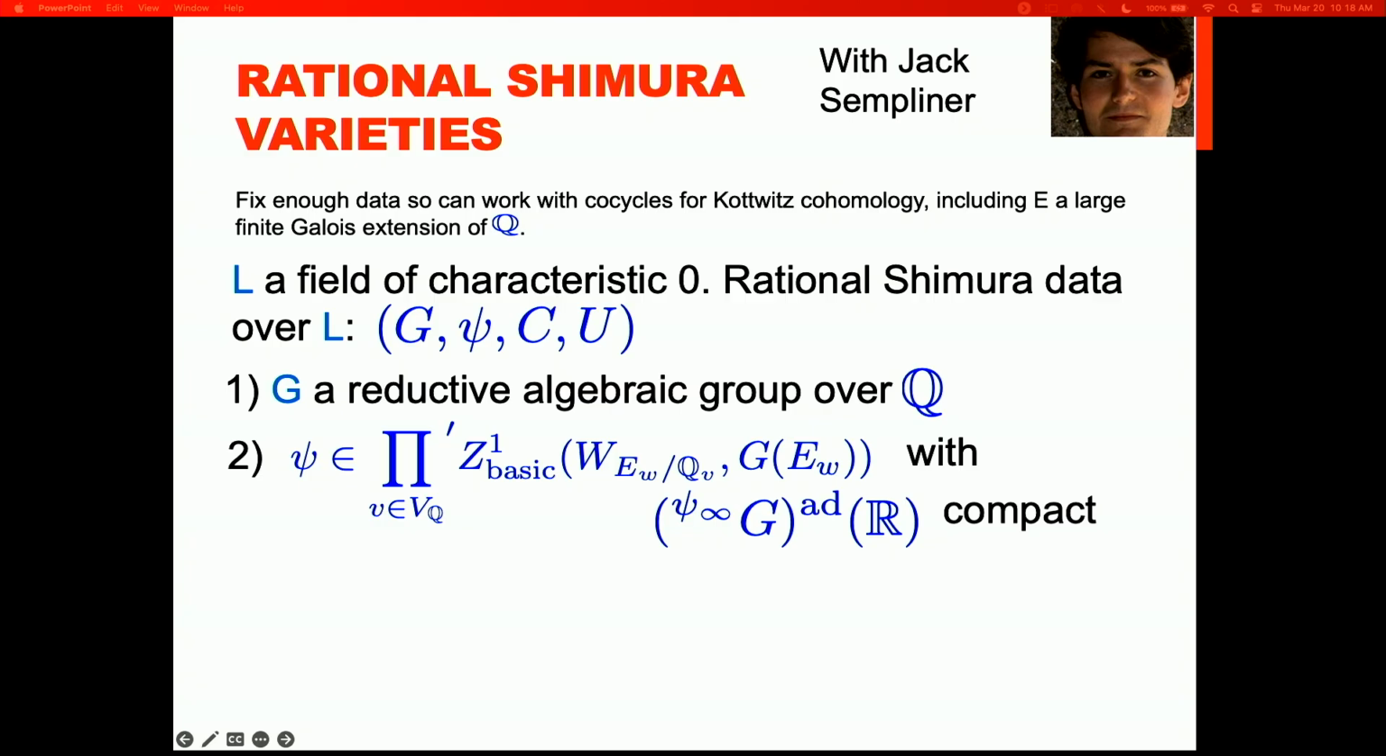Psi should be a collection of basic Kottwitz cohomology classes at all places, maybe with some restriction that it's unramified at all but finitely many, but some sort of restricted product of these local Kottwitz classes, with the property that if I take the component at infinity and the inner form of G associated to that, then modulo center, it should be a compact group. This is typically what people might call incoherent. It typically wouldn't come from any global Kottwitz cohomology class.